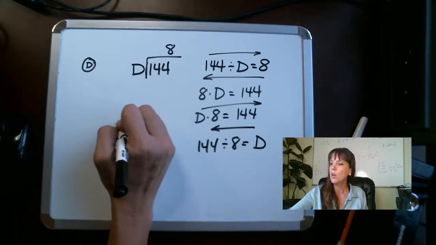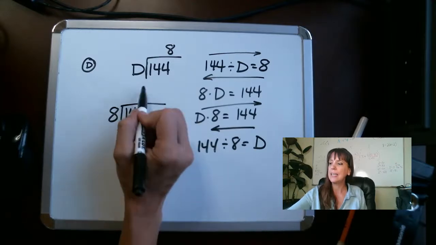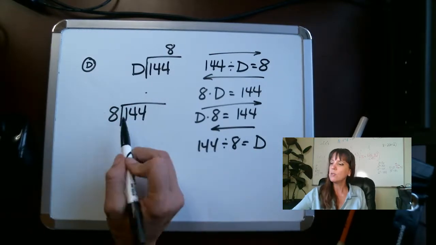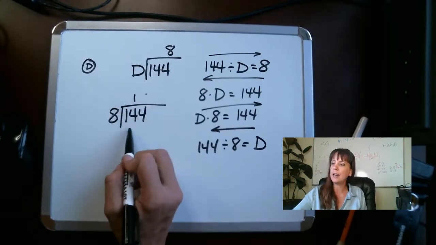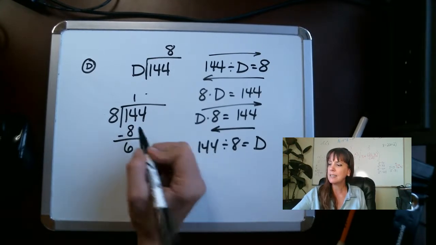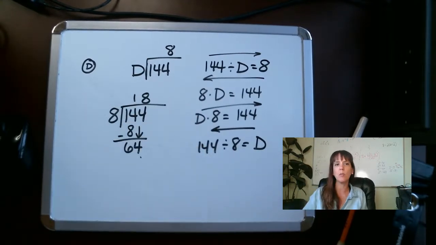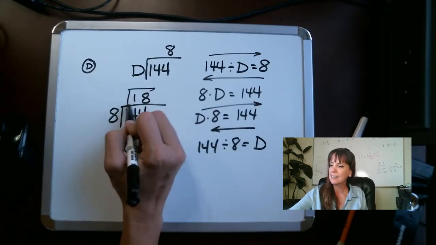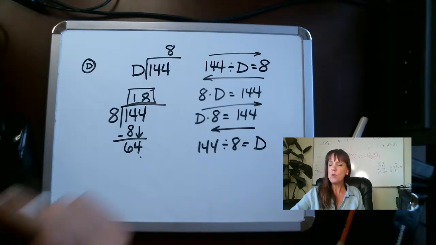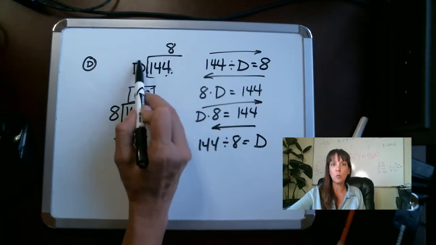Let's go ahead and do that. 144 divided by 8 equals D up here. 8 goes into 14 one time. Go ahead and do some subtraction here. That's going to be 6. When we subtract, we bring down. 8 goes into 64 8 times without going over. So D equals 18. Basically, when you have it organized like this, this guy never changes, but these two are interchangeable.